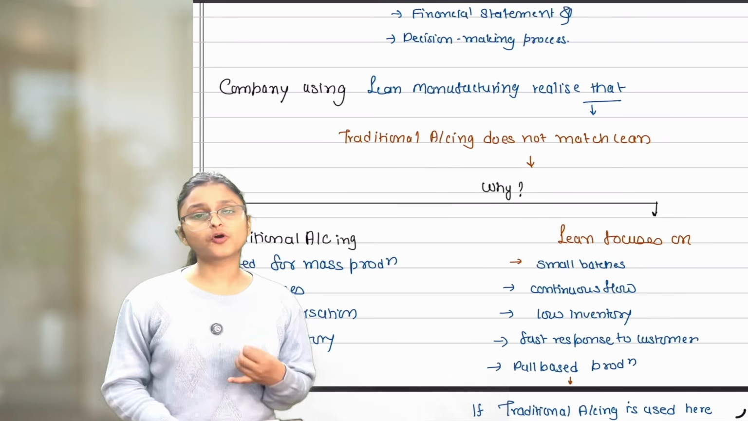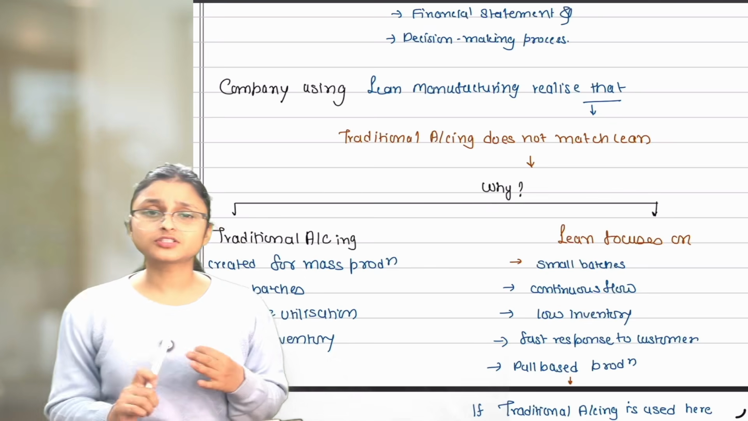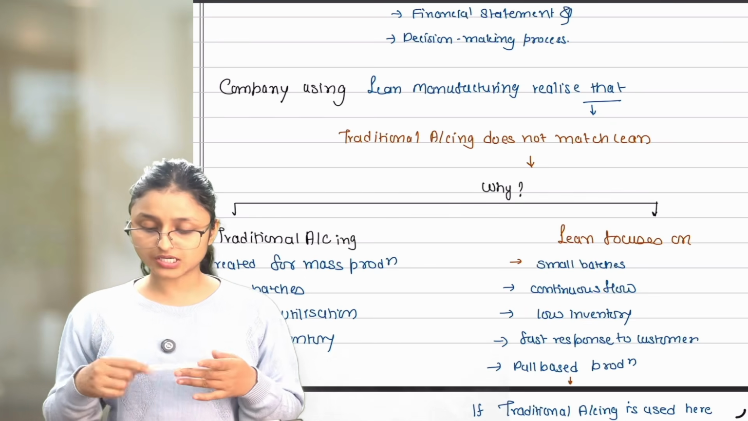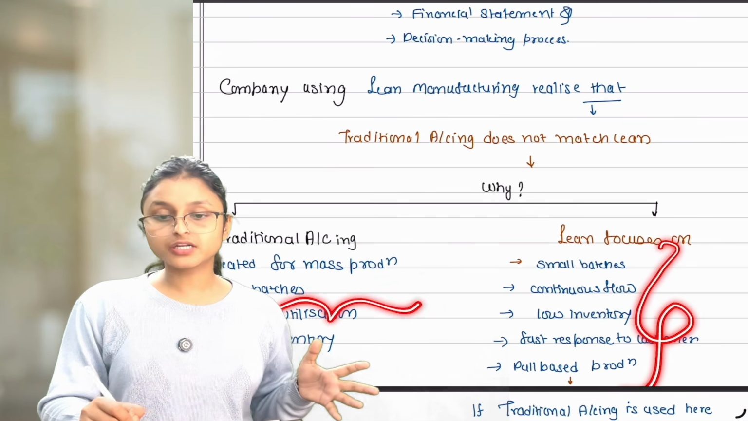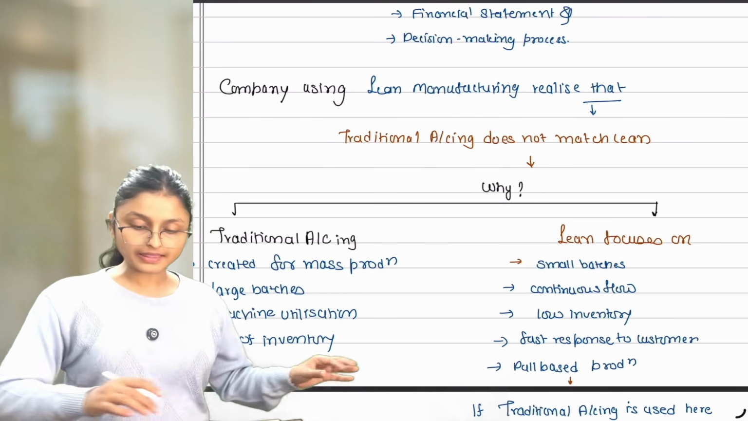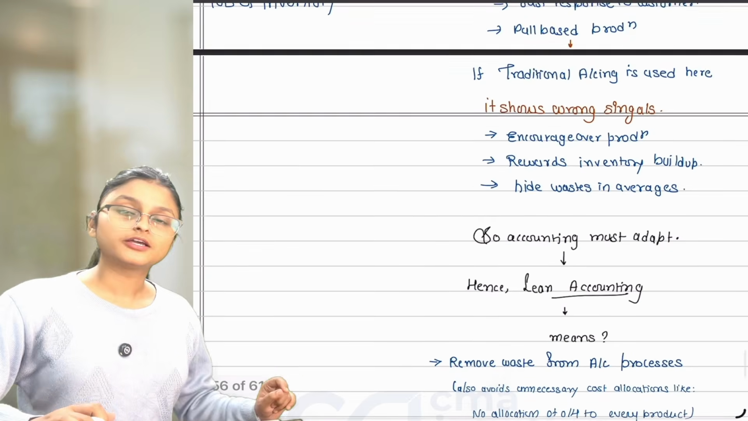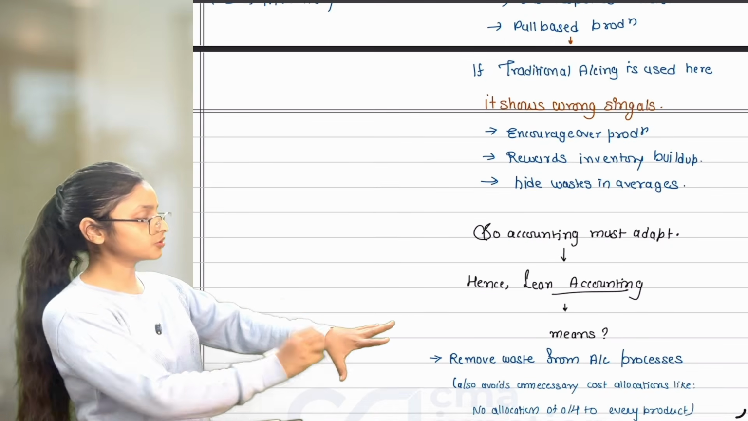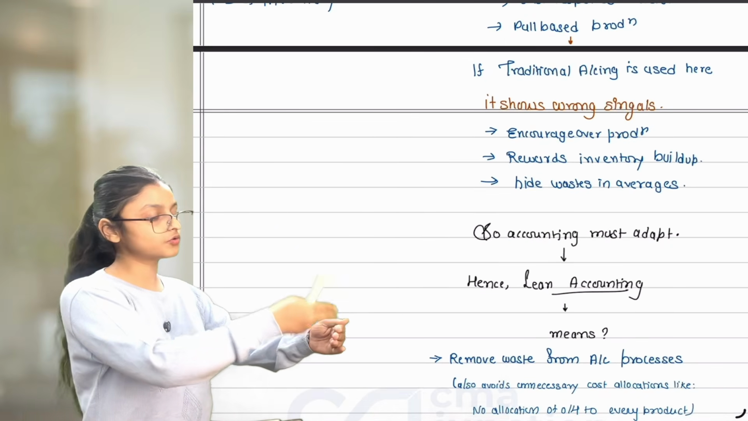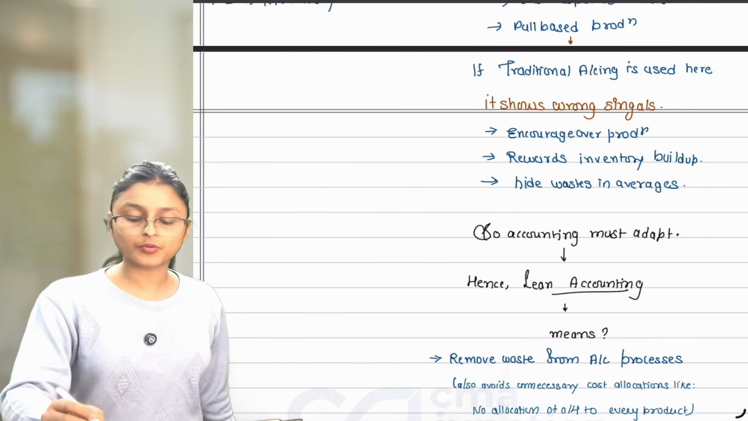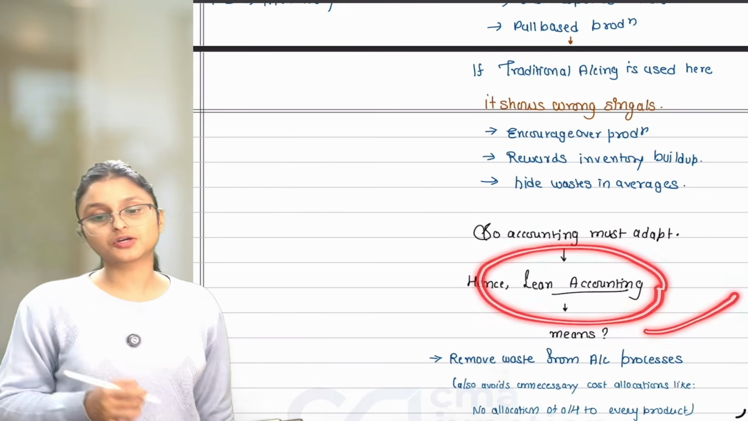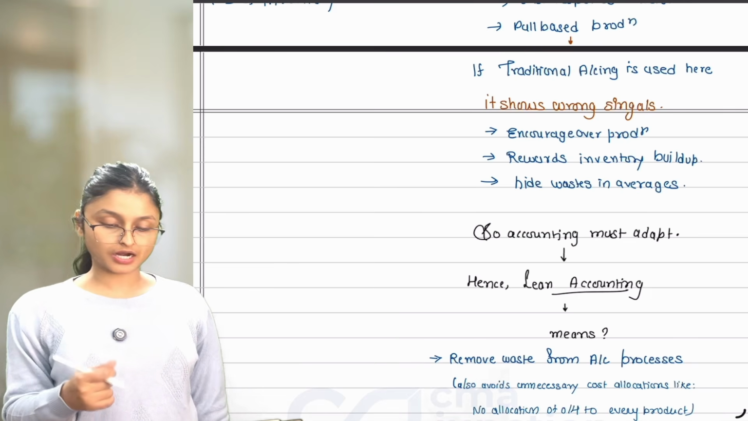Companies using lean manufacturing realize that traditional accounting does not match lean. Lean focuses on small batch, continuous flow, focuses mainly on customer pull system, low inventory. It's exactly opposite to what traditional accounting focuses on. And that is why, if your organization is shifting towards lean, you are going for lean management or lean manufacturing or lean enterprise, then it's very important that accounting should also adapt accordingly. You should use lean accounting.